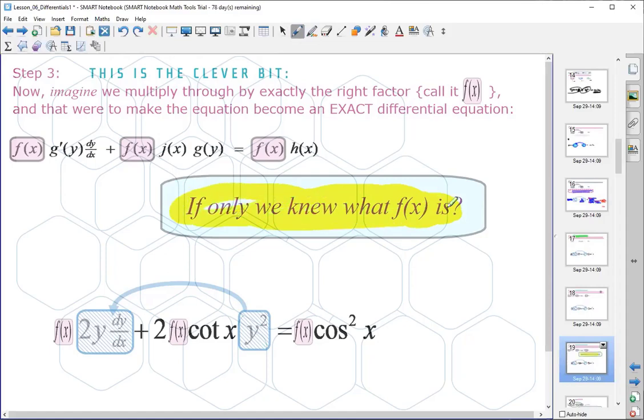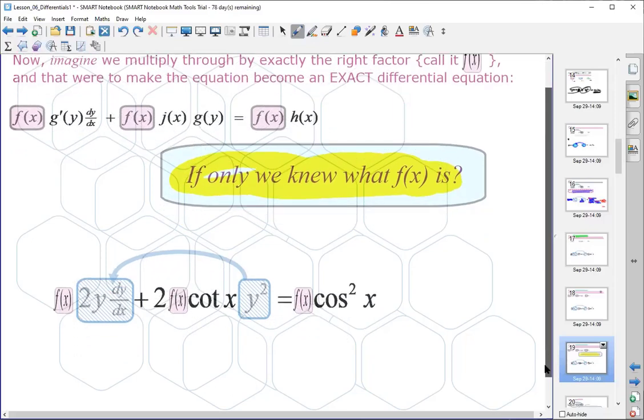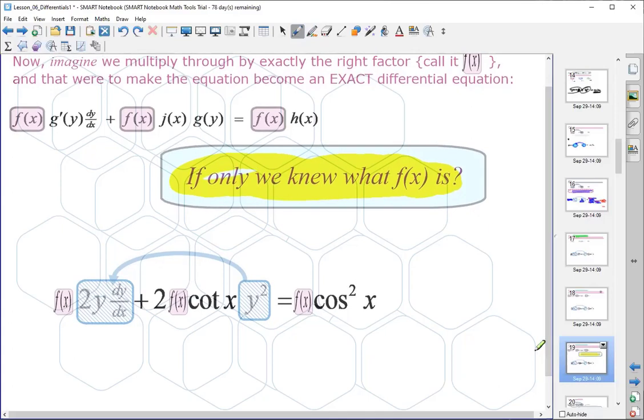What is fx going to be? What is the thing that we need to multiply through by? In that previous example, it was a very simple example, and the thing we had to multiply through by was x. But this is a much more complicated example, and we can't at first glance see what we're going to multiply through. We can't guess it. We're going to have a way of figuring it out. So what is that fx going to be? Well, here's the clever bit.